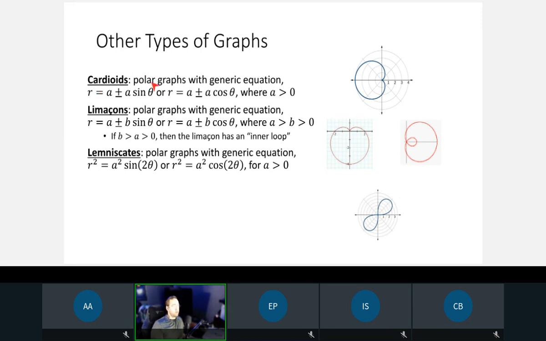All right, cardioids. So I have cardioids. This is an example of a cardioid. And it's a polar graph with the equation r equals a plus or minus a sine theta, or r equals a plus or minus a cosine theta. Doesn't matter which one. A must be greater than 0, though. That's important. Can't have negative. And that creates kind of this motion here, right?